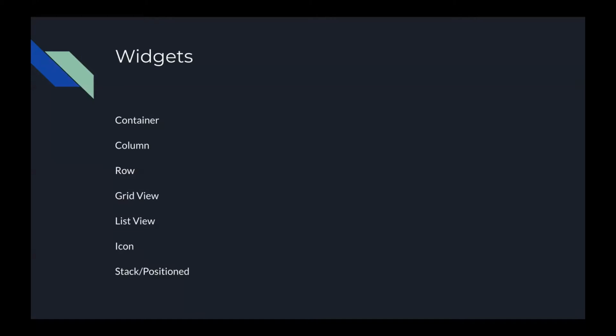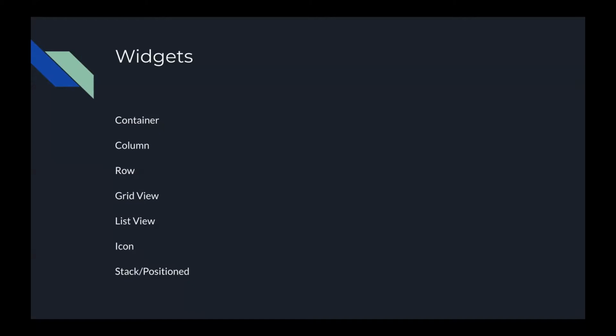Containers, they're just the generic, sort of like an HTML div. So they can be styled however we want. We'll be using them a lot. Columns and rows, they're basically like table columns and rows in HTML. Then we have grid views and list views. A list view is just a scrolling list. A grid view can also be scrolling, but you can specify it to be more grid-like.